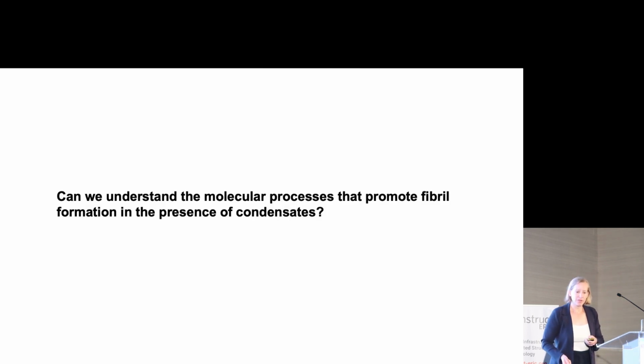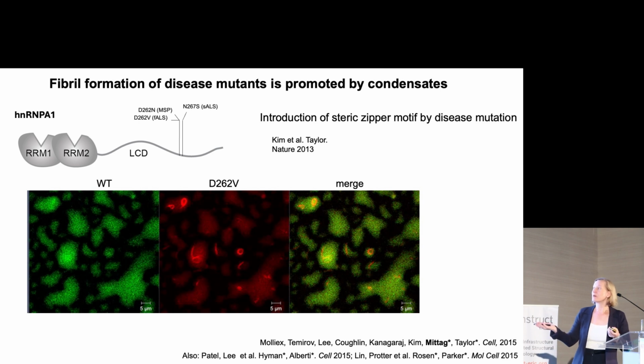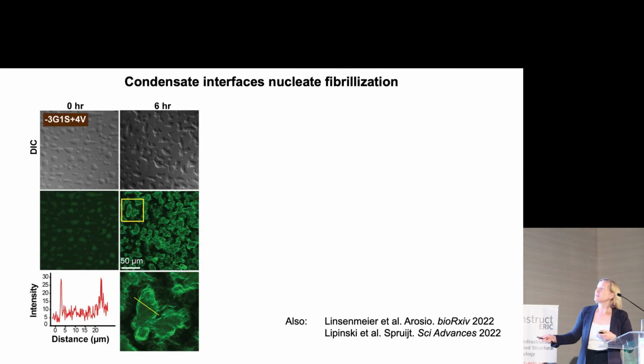I'm out of time, so let me see. I'll just say that we can also look at fibril formation from condensates, because we think that this is probably the more important process in these aging diseases. We had seen previously that this disease mutant of HNRNPA1 can form these fibrils when condensates are present. I will stop. I'll just make this one point.